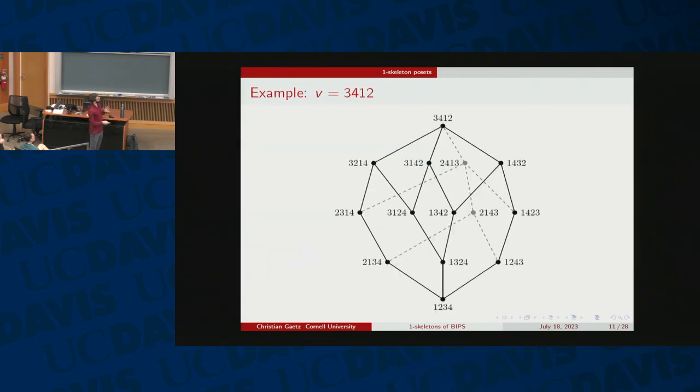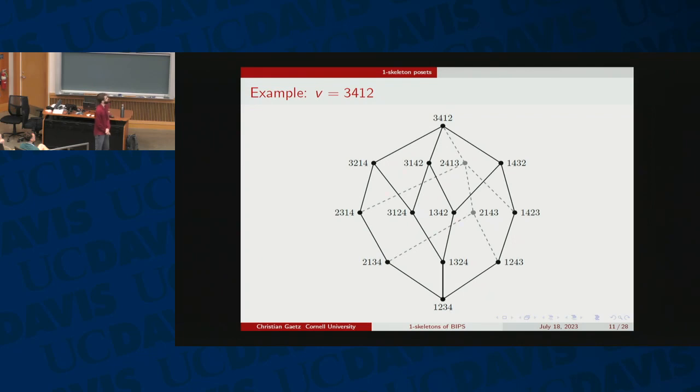All right, so here's a non-trivial example. So here is the case V equals 3, 4, 1, 2. So we can view this as a three-dimensional polytope by having the dashed things in the back, but we can also view this as a poset where all of these edges, including the dashed ones, are cover relations.